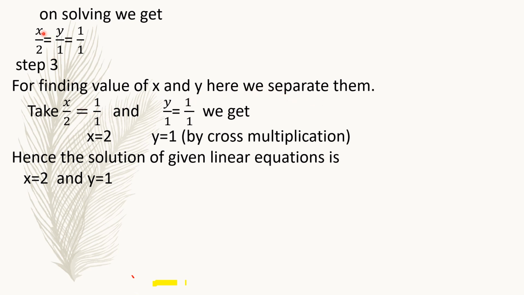So here we take x by 2 is equal to 1 upon 1 and y upon 1 equals 1 by 1. On cross multiplication we get the value of x equals 2 and the value of y equals 1. Hence the solution of the given linear equations is x equals 2 and y equals 1.